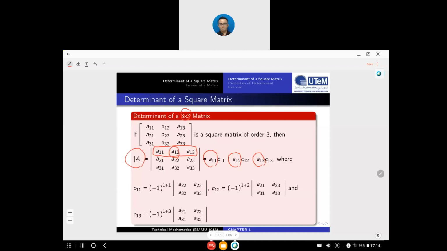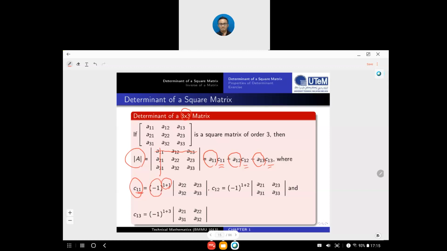And then you find the cofactors. This we call the cofactor: C11, C12, and C13. How to find C11? Here, this one is C11. You look here, position 1, 1. Its row and column you have to cross out. So you get negative 1 to the power of 1 plus 1. Where does 1 plus 1 come from? It comes from this one.